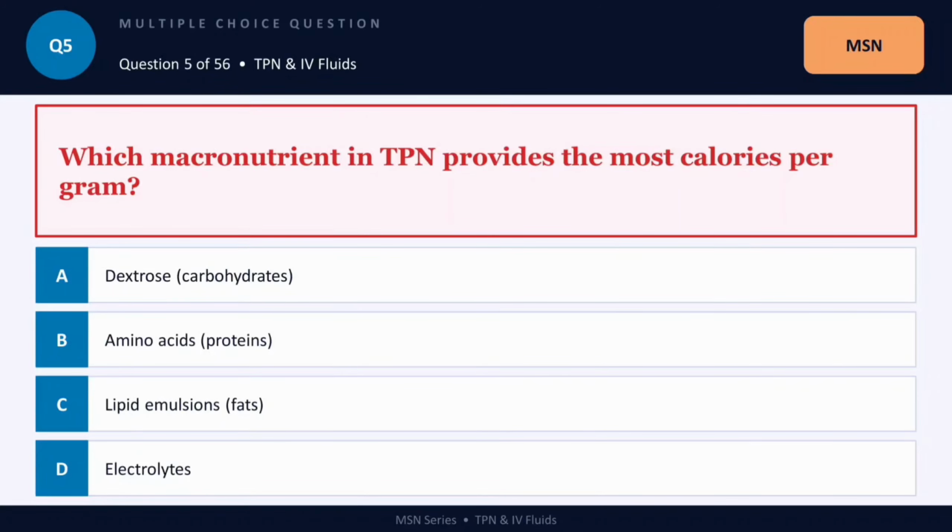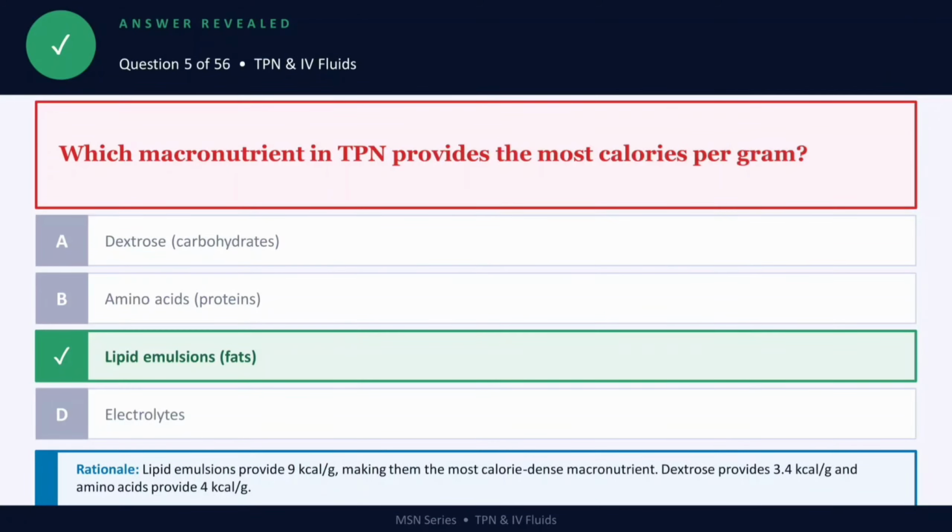Question number 5. Which macronutrient in TPN provides the most calories per gram? Option A. Dextrose. Option B. Amino acids. Option C. Lipid emulsions. Option D. Electrolytes. The correct answer is option C.